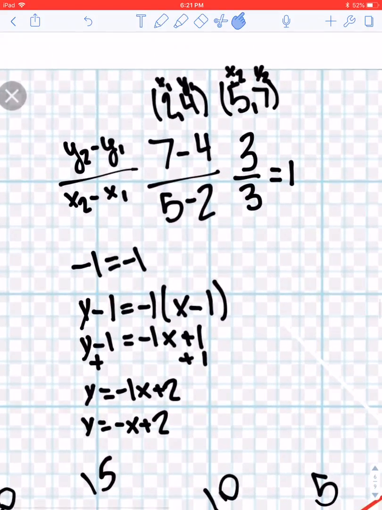So the 2 points that were given for the original line are shown with the x1, y1, x2, and y2. And so all you have to do is plug in 7 as y2, 4 as y1, 5 as x2, and 2 as x1. So it would result in looking like 7 minus 4 over 5 minus 2. And then just calculate that, which is 3 over 3, or 1.